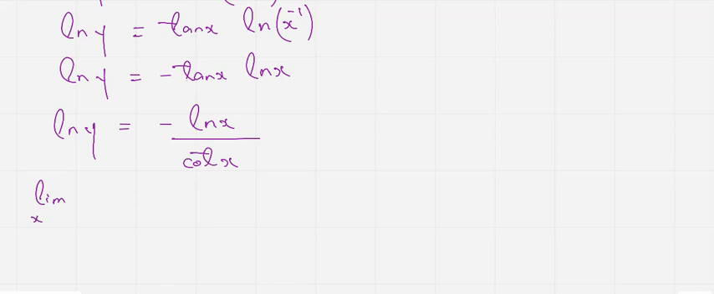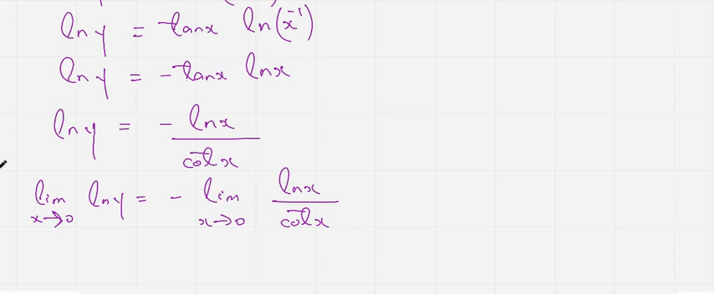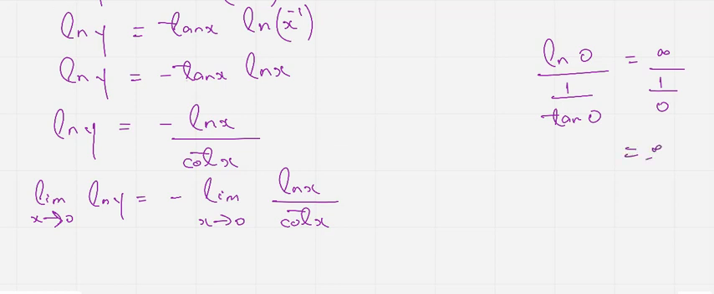at both sides. Limit x is tending to 0, ln y equals to negative sign outside, limit x tending to 0, ln x upon cot of x. Once when you apply the limit now on ln x and cot x, what are you going to get? So it is giving me ln of 0 upon cot x, which is 1 upon tan x. So for my ease, I just write it like this. Okay, so ln of 0 is giving you infinity, and tangent 0 is 0, so it is giving you infinity over infinity. So you see, this format on applying the limit is giving you an indeterminate form of infinity over infinity. We need to get rid of this situation.